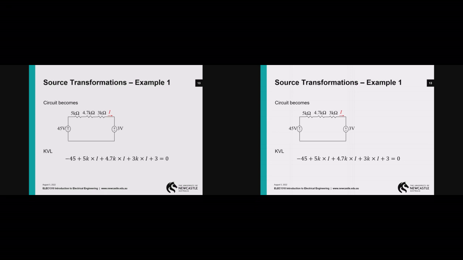I just work my way around that loop, going clockwise, so I've got a minus 45. Because the current is flowing in a clockwise direction, the voltage across the 5 kilo ohm resistor is 5 kilo ohms times I, plus 4.7 kilo ohms times I, plus 3 kilo ohms times I, plus 3, will get me 0. And we can solve that to get I equals 3.3 milliamps.